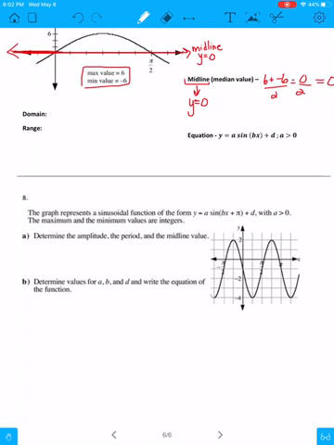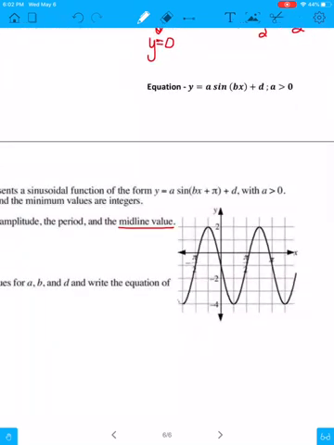And then this one in A says determine amplitude, period, midline. So we're looking at the midline right now, so we're going to try that out. You can pause it and try it yourself again, and then unpause it and see if you got it right.